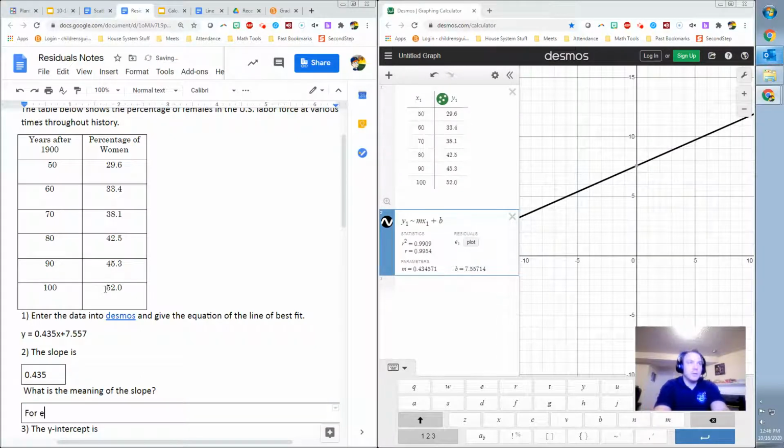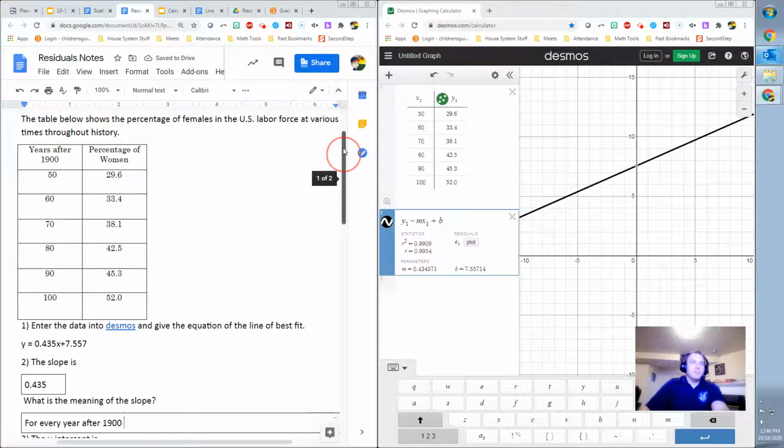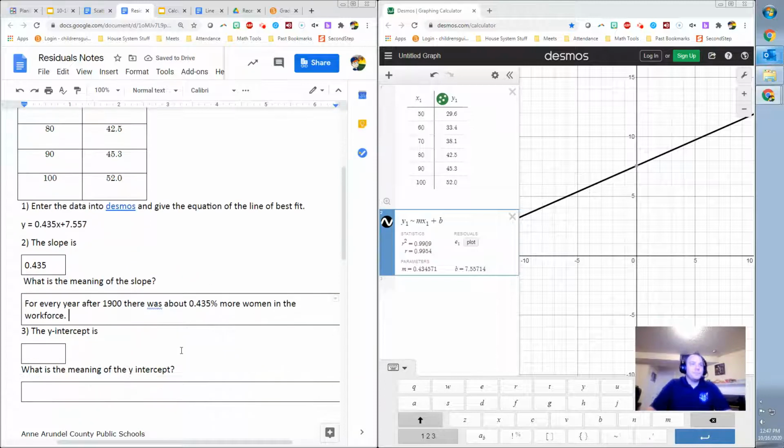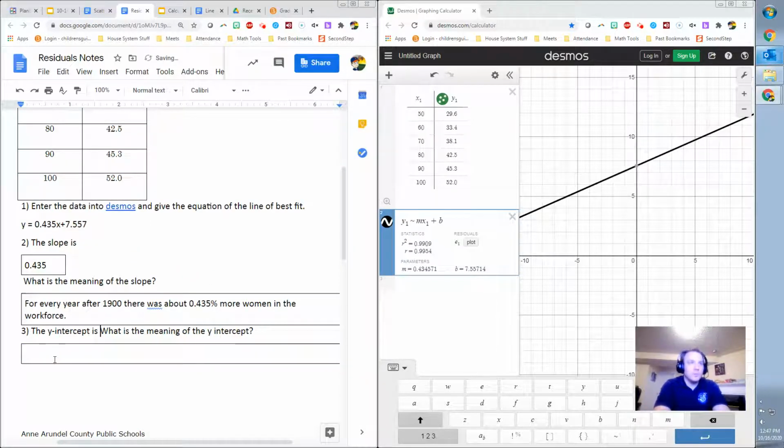What is the meaning of the slope? That for every year after 1900, there was about 0.435% more women in the workforce. The y-intercept is 7.557.